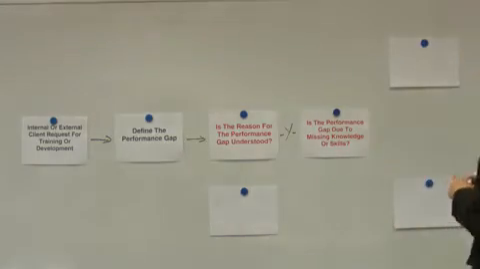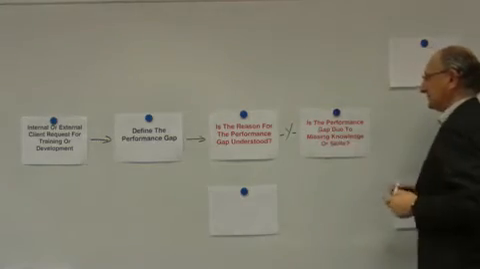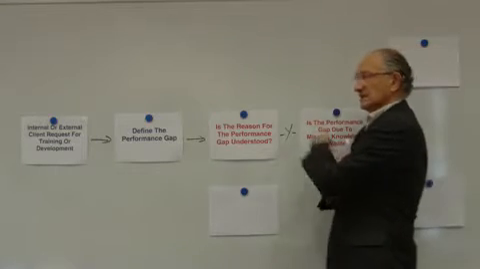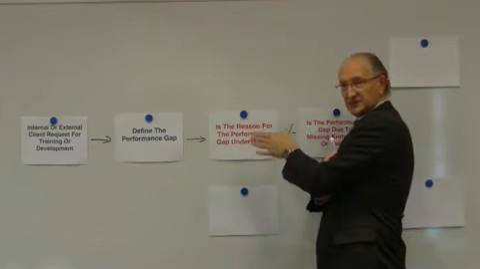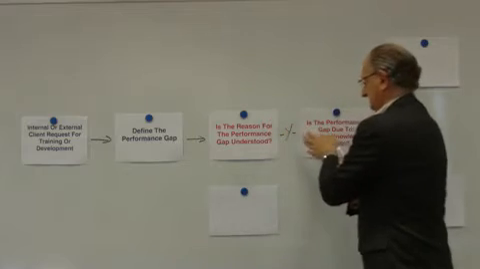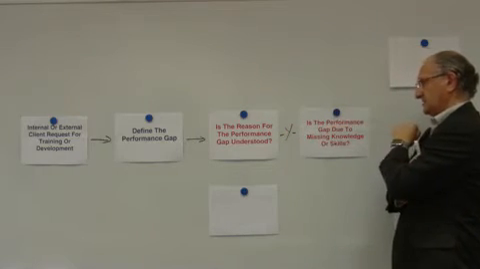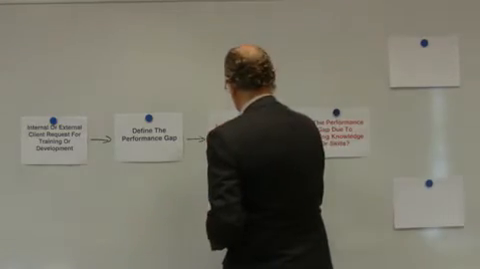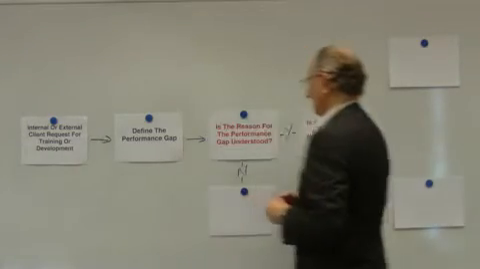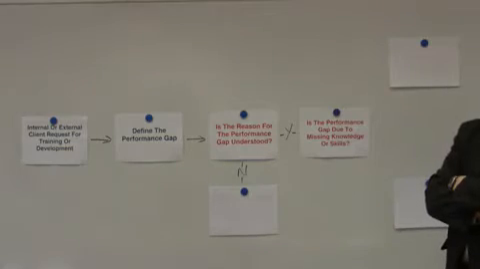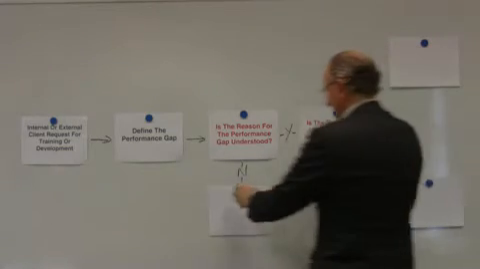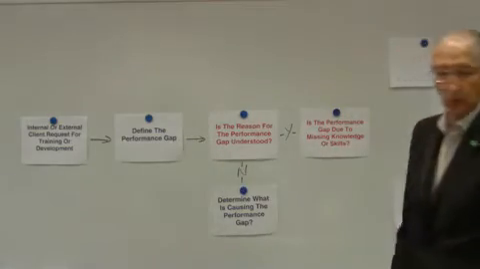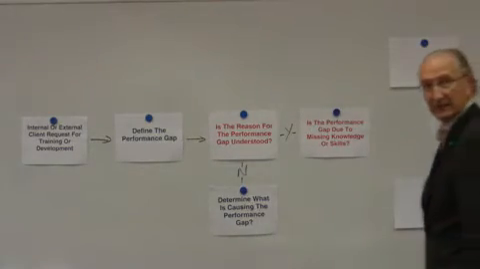And the second question is: is the performance gap due to missing knowledge or skills? So, is the reason for the performance gap understood? If the answer is yes, is it because of a missing knowledge or skill? Now, if we don't know the reason, in other words, we are not clear about why the performance gap, then obviously the next thing we have to do is to determine what is causing the performance gap.